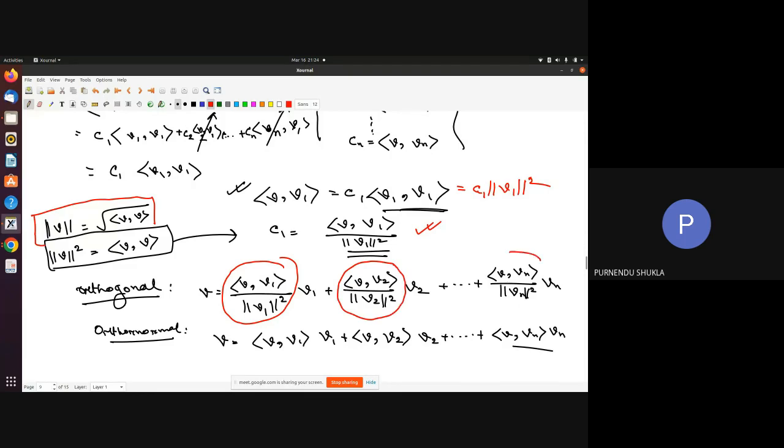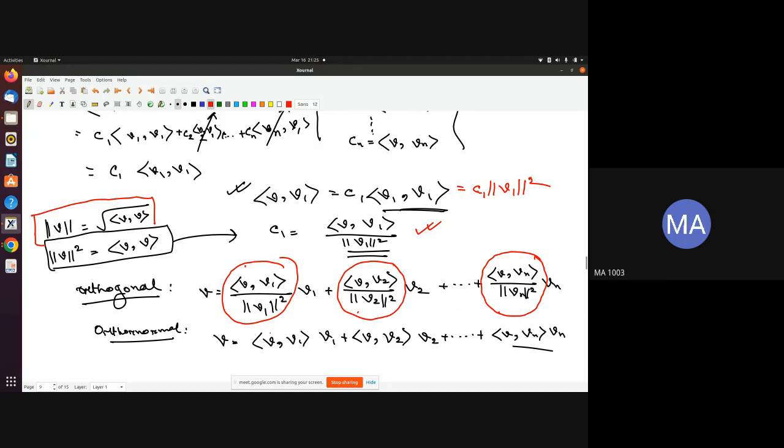Right? So whenever I have an orthogonal basis, I can write a vector as a linear combination, and I know what my scalars are. Each c_i is just a scalar: c1 times v1 plus c2 times v2. We know what the c_i are. We don't have to go to Gauss elimination. We just know what that is: the inner product divided by the square of the norm.